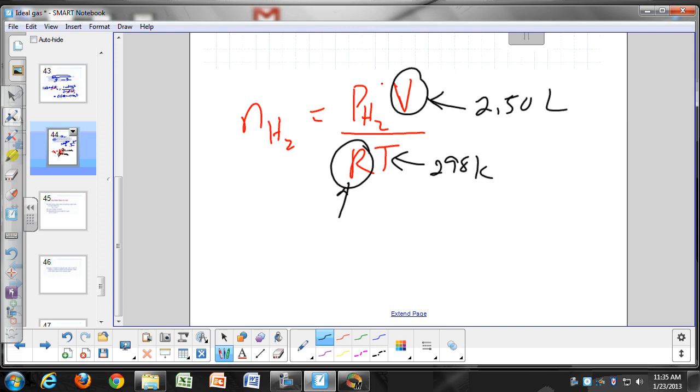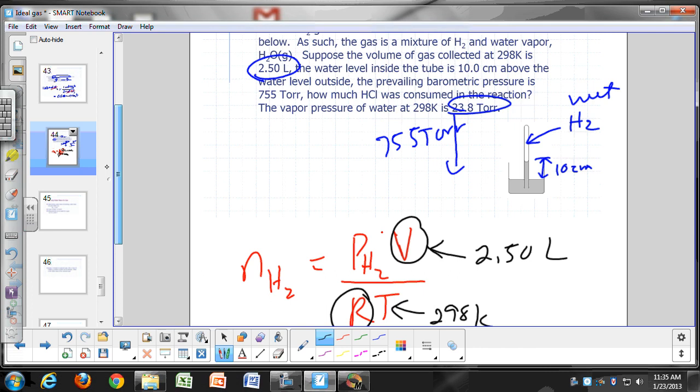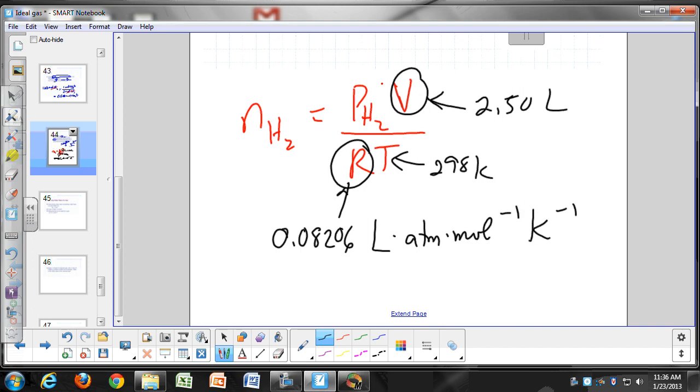I know what R I should be using here. This is liters. Might as well express my pressure in atmosphere, right? Yeah, but we haven't memorized the value of R in torr. It's easy to change torr to atmosphere. So let's use the value of R that's in liter atmosphere per mole per Kelvin. So this is going to be 0.08206 liters times atmosphere per mole per Kelvin. What remains to be done now is just to figure out the partial pressure of H2.